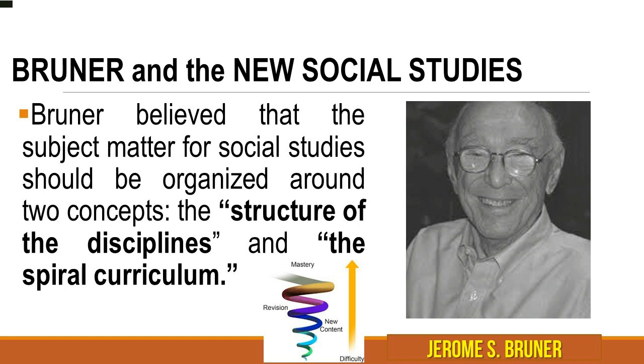This was Bruner and the new social studies. Bruner believed that the subject matter for social studies should be organized around 2 concepts. The first one is the structure of the discipline, and the second is the spiral curriculum. He thought that what students learn about any subject should be determined by the most fundamental understanding that can be achieved of the underlying principles that give structure to the subject.